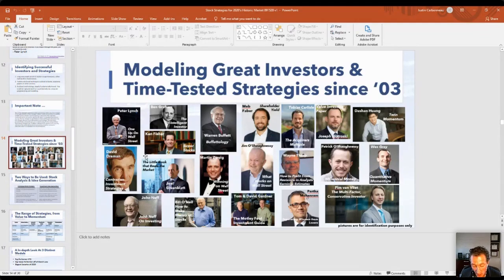There's another value model based on Joseph Piotroski's work. Piotroski's an academic. He's a professor at Stanford now. He was at Columbia when he wrote the paper, Value Investing, the Use of Historical Financial Statement Information to Separate Winners from Losers. We run a strategy based on Patrick O'Shaughnessy's research and long-term testing from his book, Millennial Money.